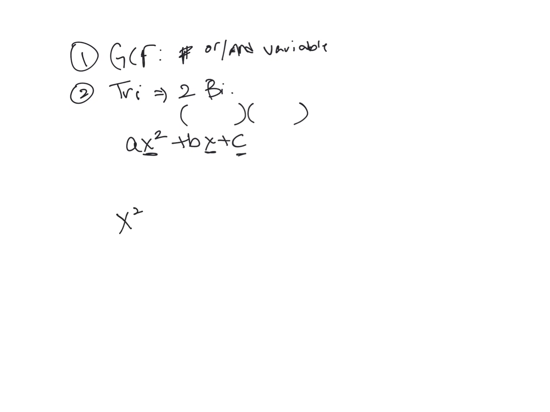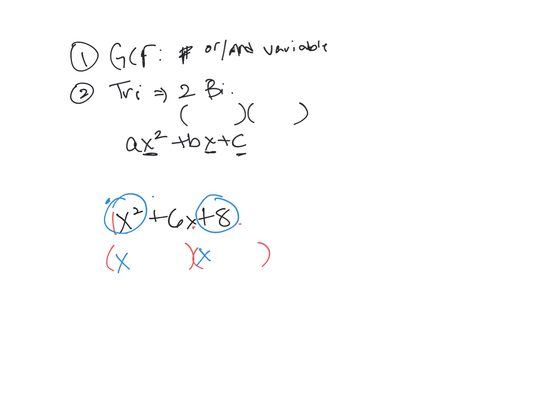So if I have x squared plus 6x plus 8, look for our greatest common factor. There isn't one because there's a 1 here, and then there's an x and an x, but my 8 does not have an x. So we're gonna go straight into two binomials. Ask yourself, how do I get x squared? By multiplying. Well, that's x times x.